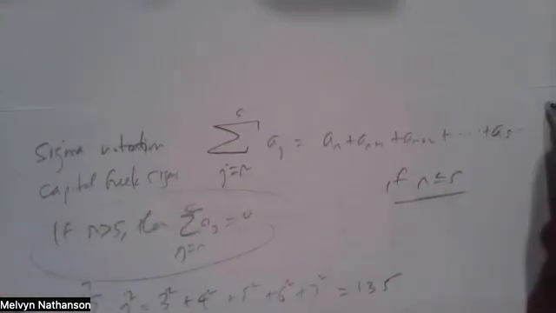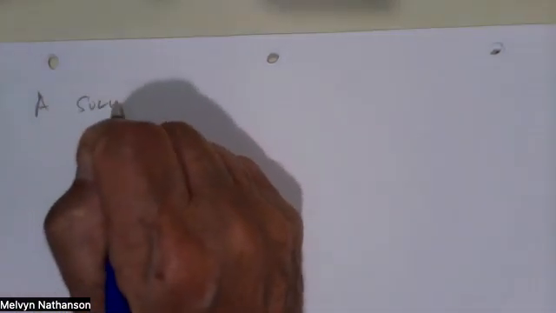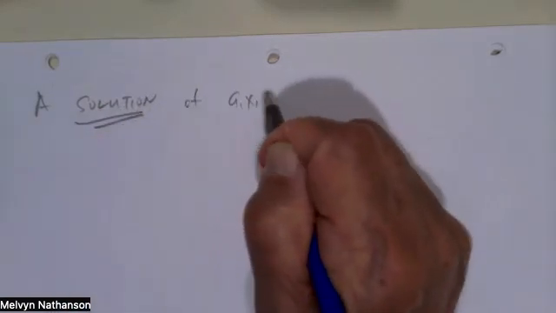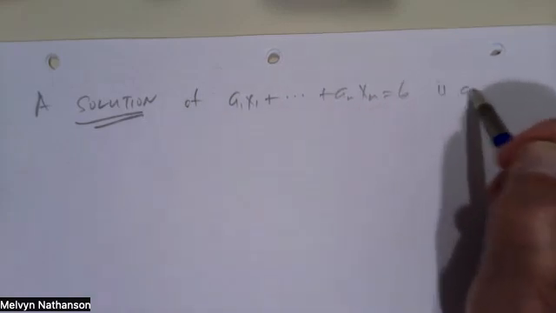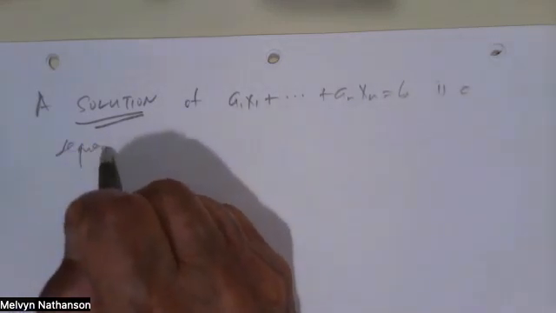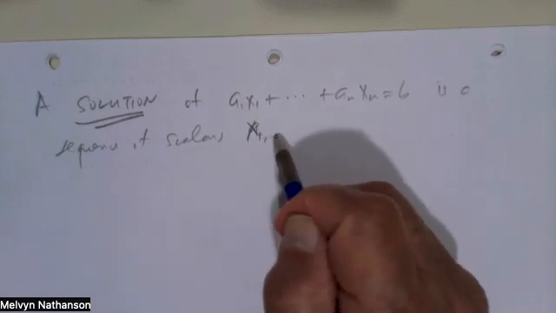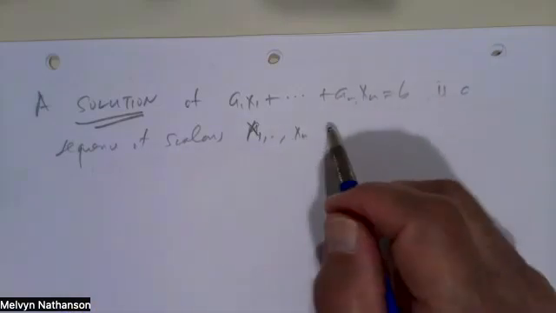And the form in which we write solutions is very important. So a solution of the equation a1 x1 up to an xn equals b is a sequence of numbers, a sequence of scalars, x1 up to xn, that solve the equation. You plug in these numbers and you get b.